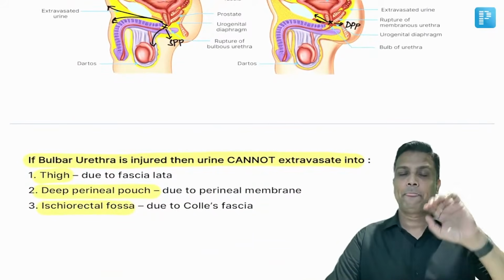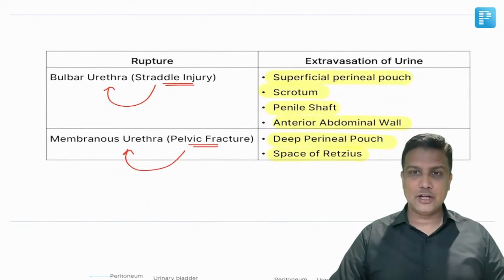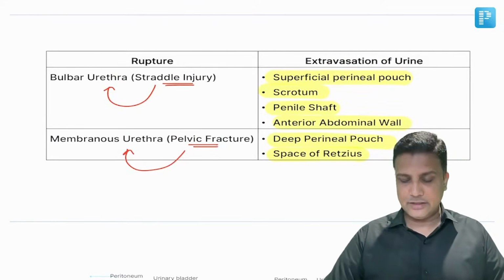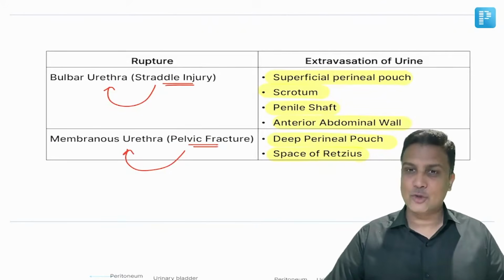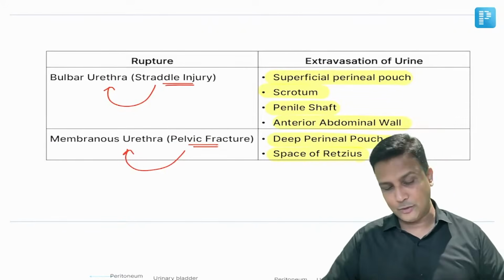Please remember the important key point, the key word here is that whenever there is a straddle injury, bulbar urethra will be ruptured. And whenever there is a pelvic fracture, the membranous urethra will be ruptured. And you have to remember where the urine is going and where the urine is not going.